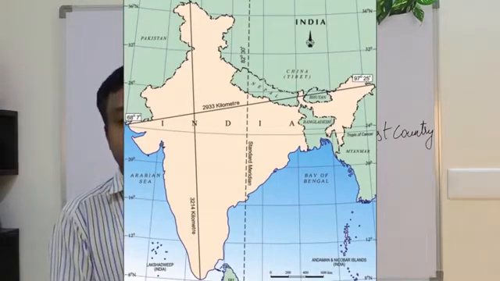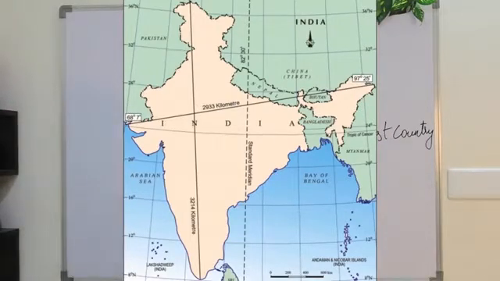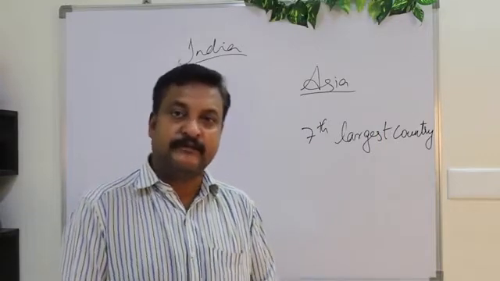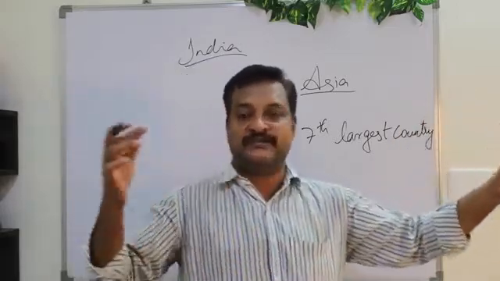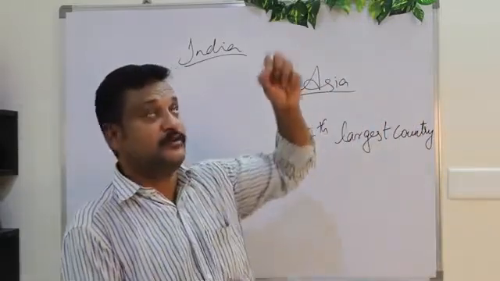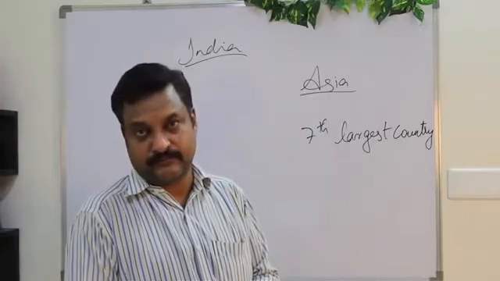It measures 3000 kilometers from west to east, and from north to south, from Kashmir to Kanyakumari, it is 3200 kilometers. Clear? So from east to west it is 3000 kilometers long, and from north to south, from Kashmir to Kanyakumari, it is 3200 kilometers long.